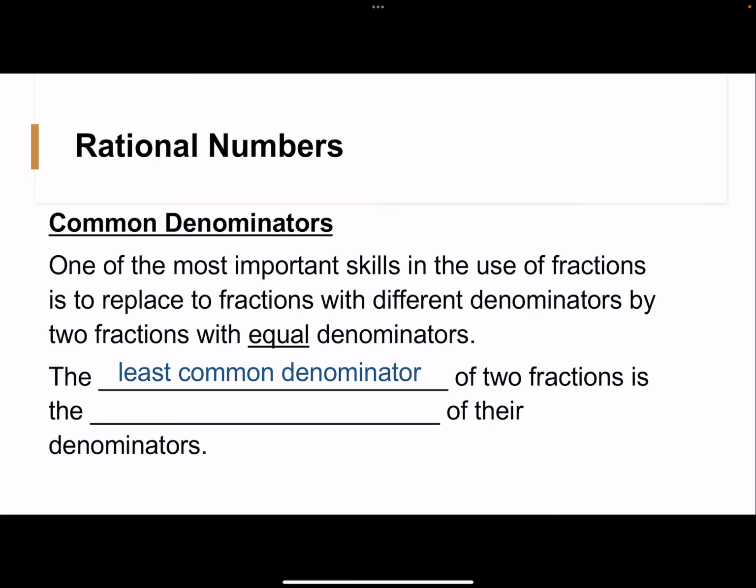We want to first talk about finding the least common denominator. The least common denominator of two fractions is the least common multiple of their denominators. So you should be teaching your students to list out the multiples at first, and then you're going to find the least common multiple. That would be your least common denominator.